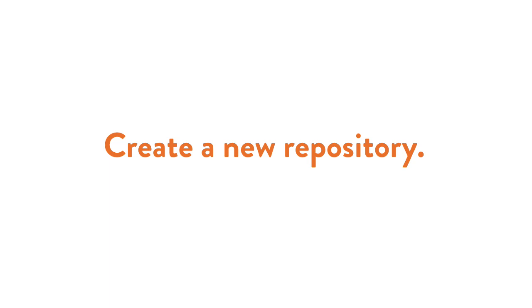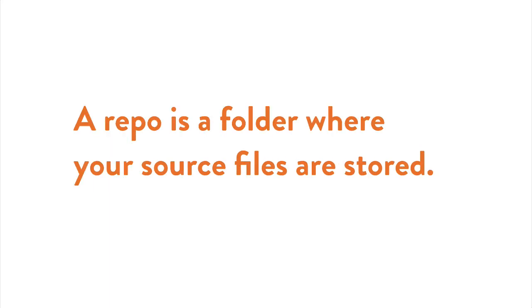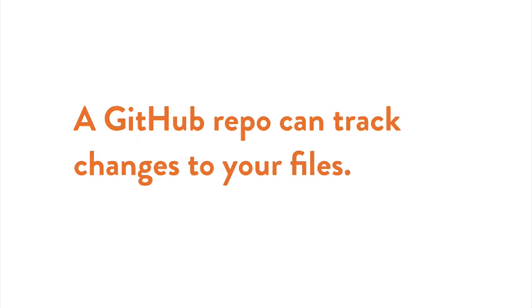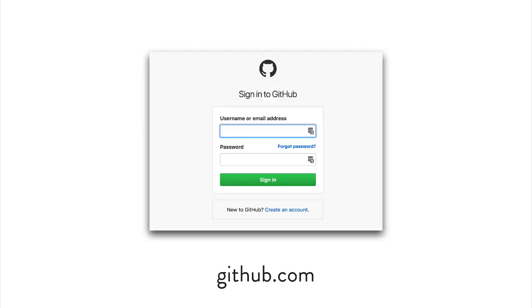Step 1 is to create a new repository. Commonly referred to as a repo, this is simply a folder where the source files for your project are stored. What's special about a GitHub repo is there's all sorts of magic happening behind the scenes to help you keep track of your work. You'll get a chance to see this in action shortly. But first, go to github.com and log in.